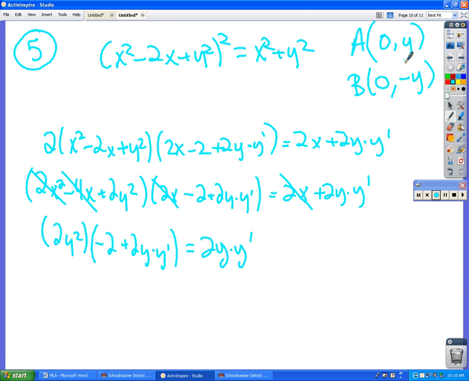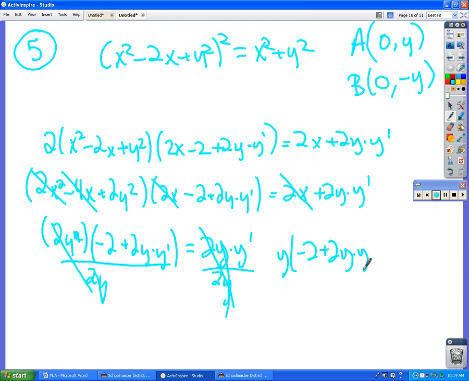Can I be sneaky here? Will you let me be sneaky? I see that I've got a 2y squared times this stuff, and I've got a 2y times that stuff, so I'm going to divide both sides by 2y first. That's going to cancel those, cancel that, and just leave that y. If you don't like that, you can distribute first and then solve, and you'll get the same answer.